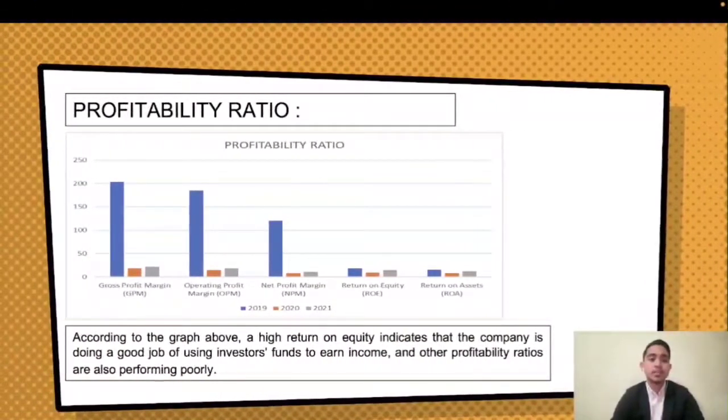Alright, next is profitability ratio. Profitability ratio measures a firm's return by relating a firm's profit to sales, asset or equity. The higher the profitability of the company, the better the company is. According to the graph above, a high return on equity indicates that the company is doing a good job of using investors' funds to earn income, and other profitability ratios are also performing poorly.